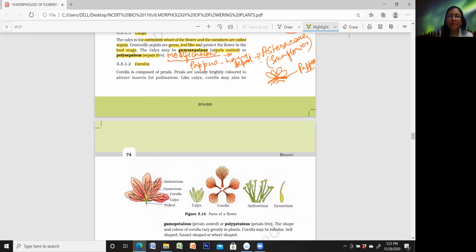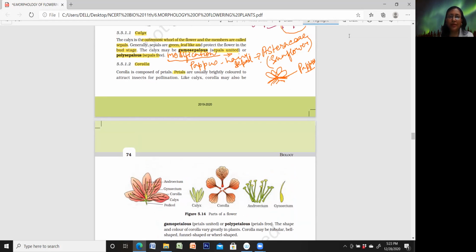Now, in the corolla, consisting of the petals, petals are usually brightly colored to attract the insect for pollination. So as I told you, that is the function of mainly the petals, among the accessory whorls, especially petals, which attract the pollinators.